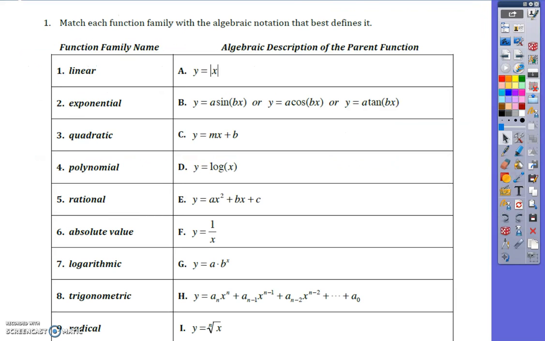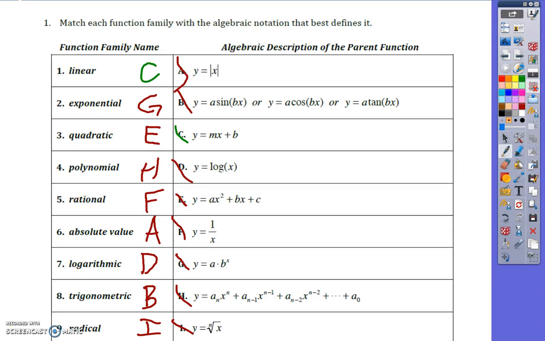So if you take a look at our first chart, what you're going to be doing is just trying to match. Over here you have all of the different types of functions in algebraic gibberish, and over here you have the words. You're going to match the word to the gibberish. For example, number 1 says linear. Which one does that match? That would be, of course, part C, because it's y equals mx plus b. And that's what you're doing. Go ahead and pause the video and match all of these to their functions.